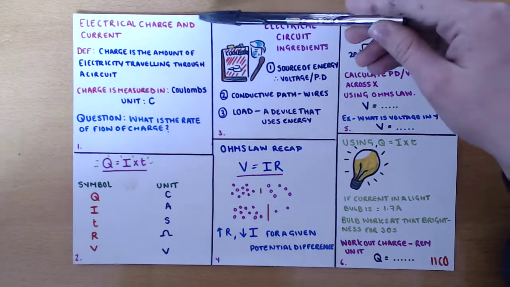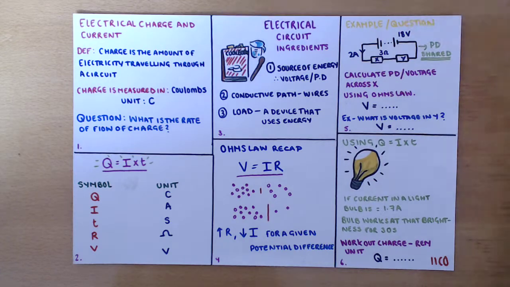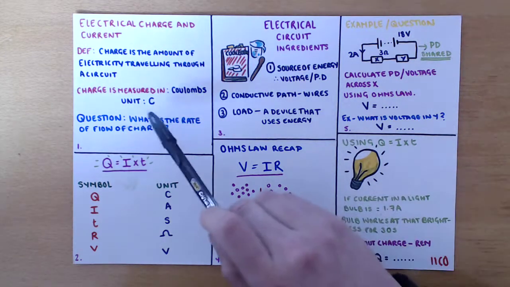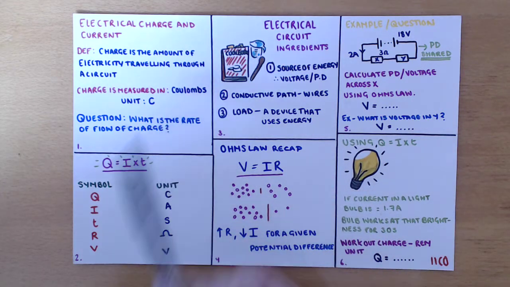Today we're going to look at electric charge and current. First of all, let's define what charge is. Charge is the amount of electricity traveling through a circuit, and charge is measured in coulombs, so units C, capital C.